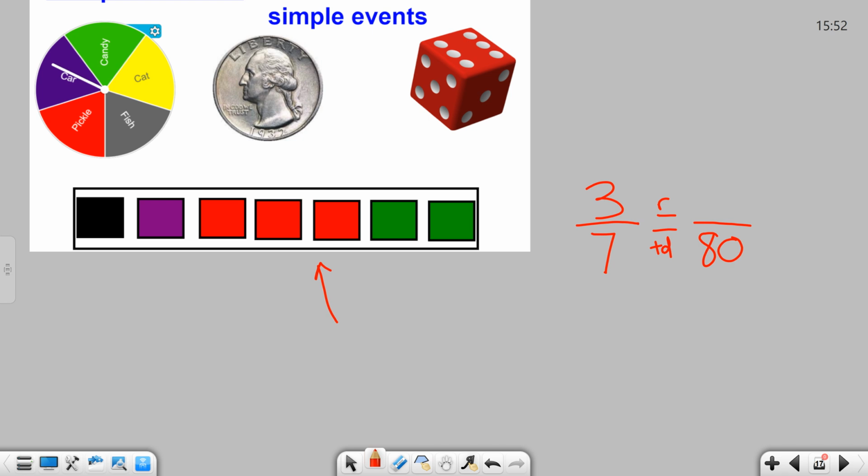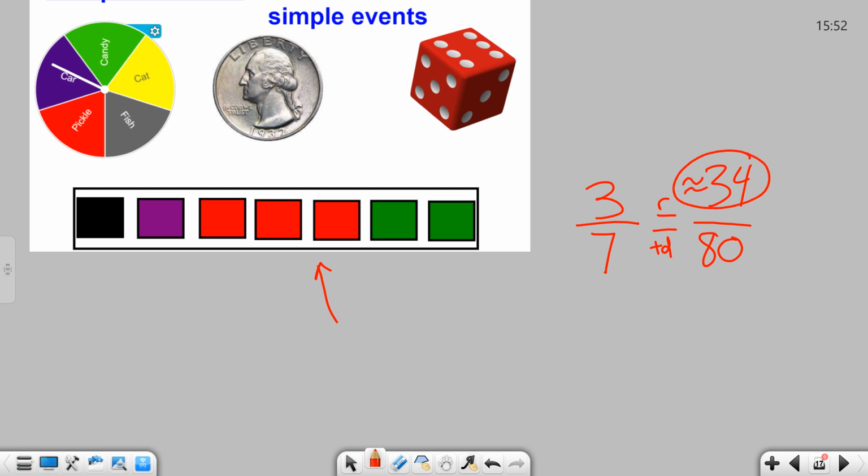So all I've got to do is, of course, solve my proportion. 3 times 80 divided by 7, right? And you could just do 3/7 of 80. That would be another way of doing it. But we're going to say 34.3, so we're going to expect to do it about 34 times.